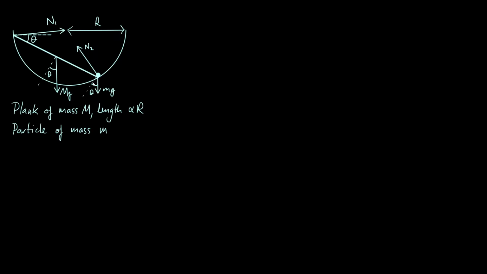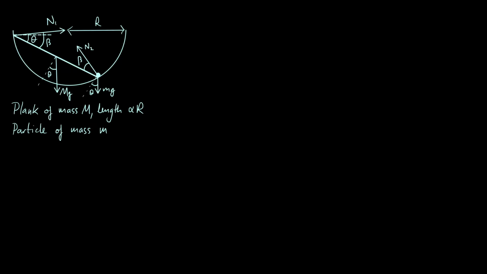I think we should define one more angle, which is this one here. So this angle here between the plank and this normal reaction, I'm going to call that beta. And similarly, we're going to have this angle up here. That is also going to be beta, and the reason for that is because the two normal reactions are acting along a radius.